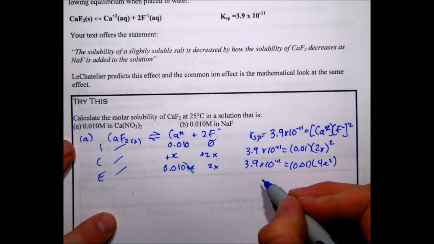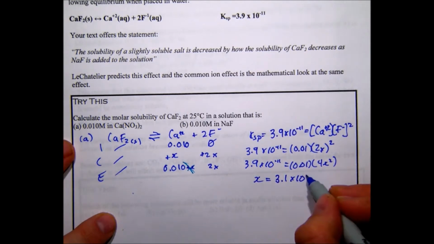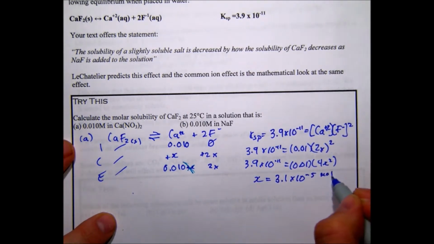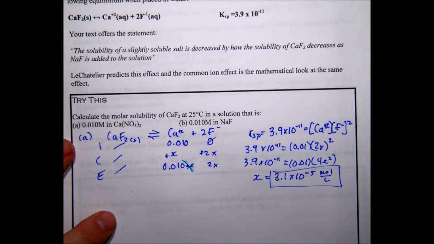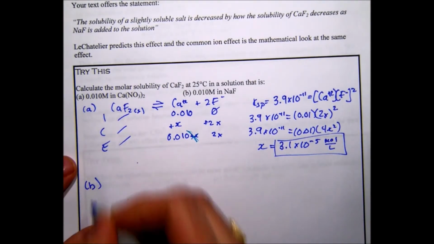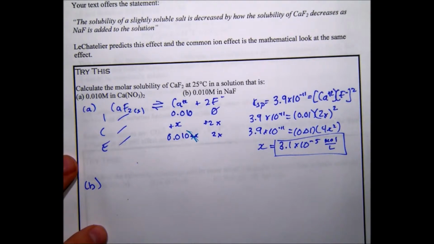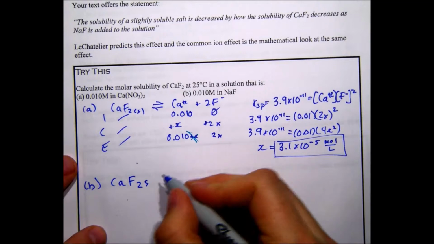And we find that X is equal to 3.1 times 10 to the negative 5 moles per liter. And that's the molar solubility of this compound, which is less than it would have been without any common ions. So for B, we're going to try and do the same thing, except this time we're going to have fluoride.